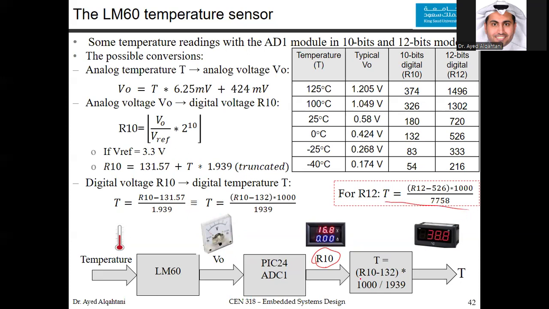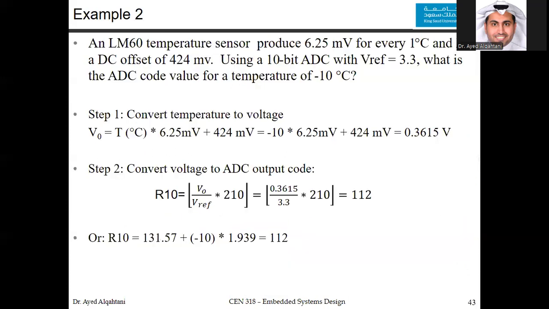Let's have an example to understand this. Let's suppose that you have an LM60 temperature sensor that produces 6.25 millivolt for every degree centigrade. We know that this is the slope and it has the DC offset, so that's the y-intercept. We know the equation. Using a 10-bit ADC, and we already calculated that, with the reference voltage 3.3 volt, what is the ADC code value for this temperature? So that's the requirement. For minus 10 degrees centigrade, what is the ADC code for it?